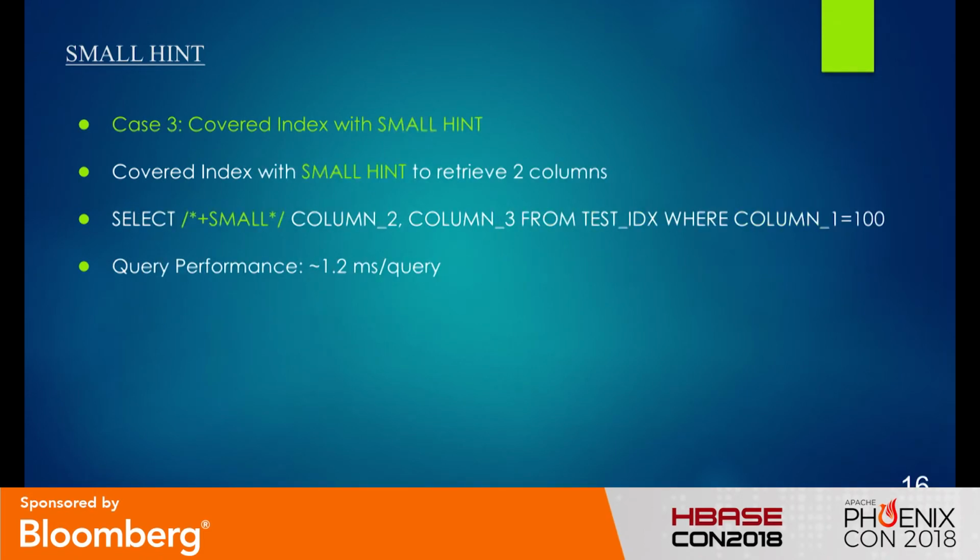After this, we used a small hint. I'll first tell what small hint does. It basically reduces the number of RPC calls between client and server. With small hint, it is good if you want to do a point lookup, or if you want to retrieve data which is less than a block size. So with that, small hint helps. And when we did a covered index with small hint just to retrieve 2 columns, the query performance improved even further, which was close to 1 millisecond per query.